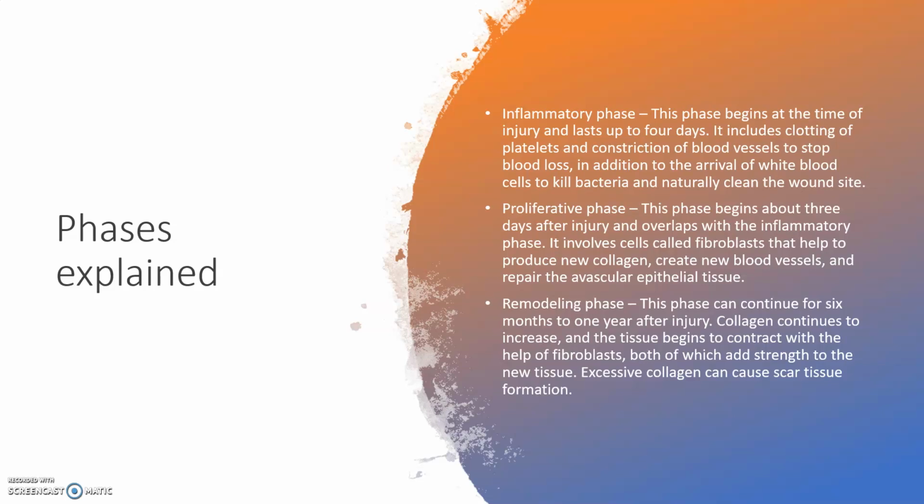The proliferative phase begins about 3 days after injury and overlaps with the inflammatory phase. It involves cells called fibroblasts to help produce new collagen, create new blood vessels, and repair the vascular epithelial tissue.